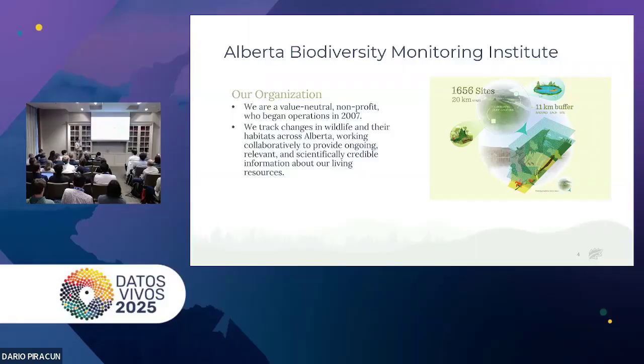We have a monitoring network of 1,656 sites, evenly distributed throughout the province. We do monitor birds like everybody else, but we do also monitor mammals, mosses, lichens, vascular plants, soil mites, aquatic invertebrates, and amphibians. So we do have a wide breadth of taxonomic groups that aren't really covered by many national programs or subnational programs.